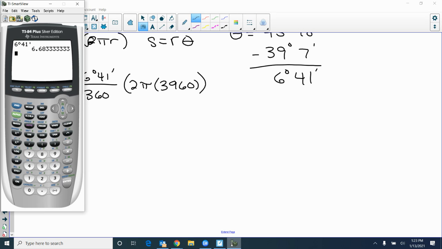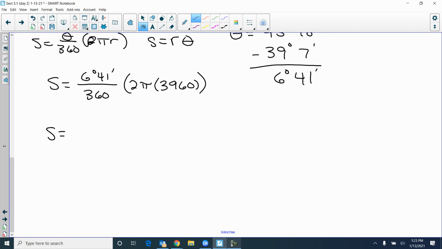Divided by 360. So that's the fractional part of the circle we have, times 2 pi times 3960. And I'm nearest miles fine for this. There's 462. So S equals 462 miles. Okay, 462 miles. So it's basically an arc length problem.